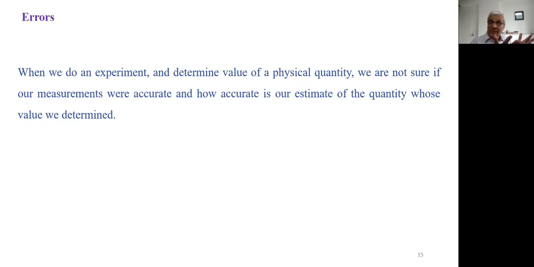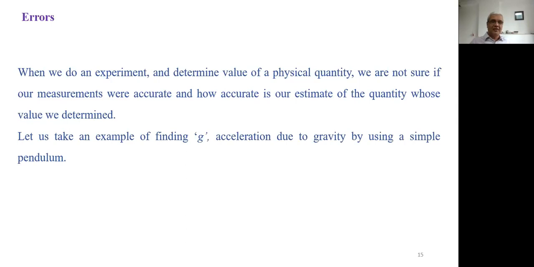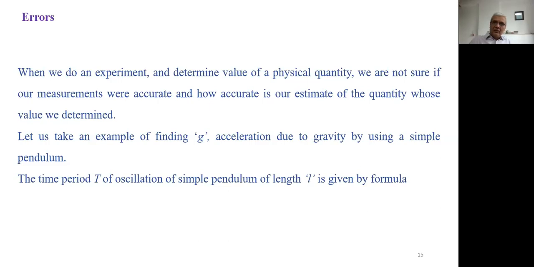And for that, we have to do some other things to realize how accurate is the value that we determine from the experiment. Let's take an example of measuring acceleration due to gravity by using a simple pendulum. You just suspend a pendulum and the bob oscillates and you measure its time period. The time period of the oscillation of a simple pendulum of length L is given by this formula: T equals 2 pi, sorry, it's printed as 4 pi, it's 2 pi root L upon g.